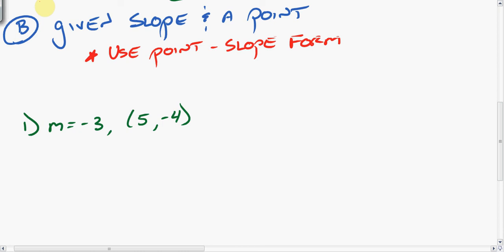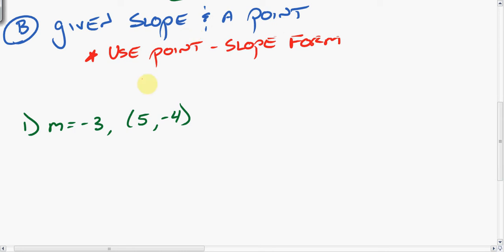This is section 2.4 part 2, where we are still writing equations, but now we are going to write an equation when we're given slope and a point. So when you're given slope and a point, you want to make sure you're using point-slope form, because you have a point and you have a slope. So what is point-slope form?